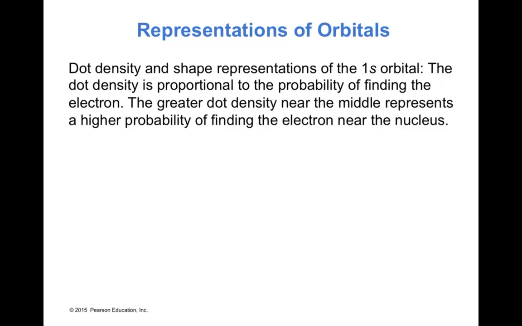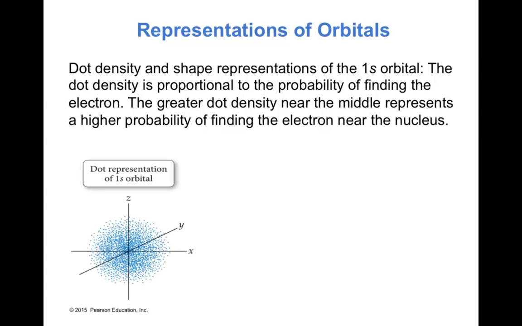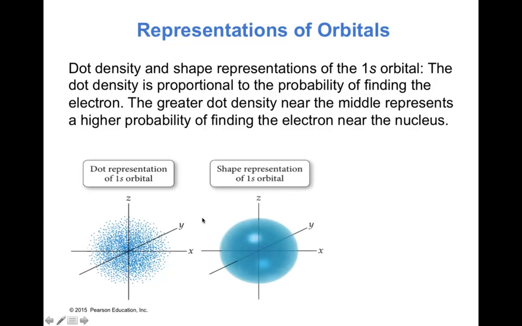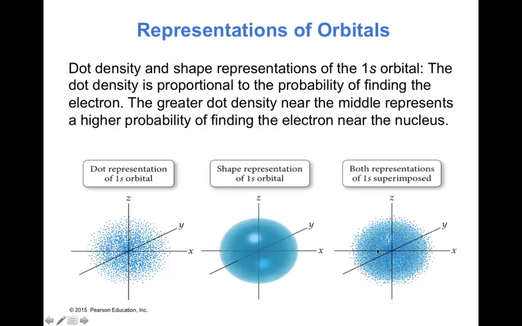The dot density and shape representation of the 1s orbital. Here we have the dot density that is proportional to the probability of finding the electron. This one is the dot representation. We can see here that the closer you are to the nucleus, the higher the probability you will find. The greater dot density near the middle represents the higher probability. This one is the shape representation, and here is when we superimposed both of them. And as I mentioned before, you have a 90% probability to find the electron in this area.